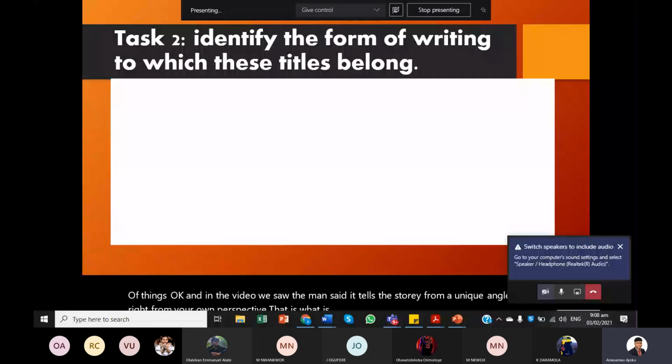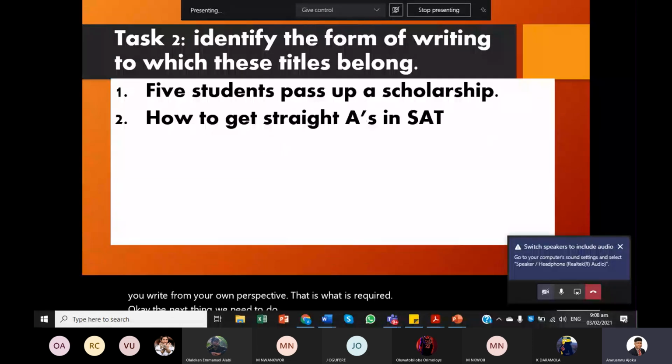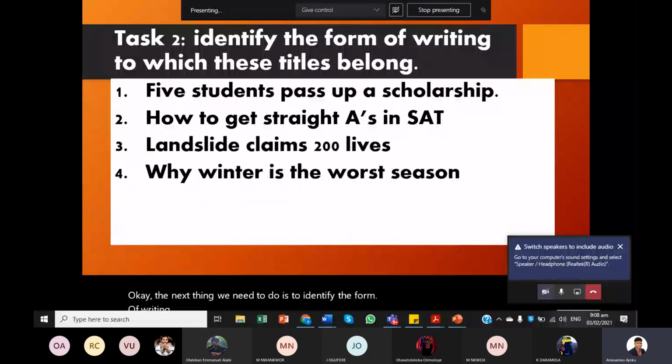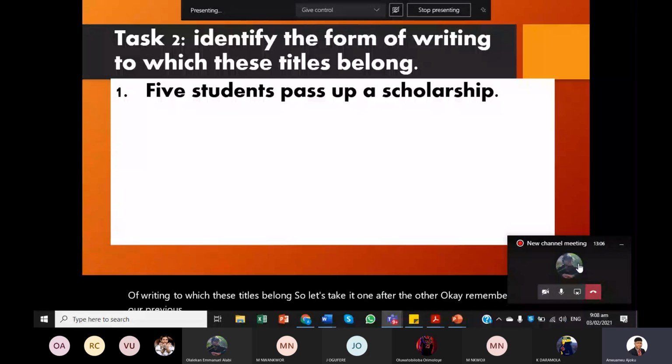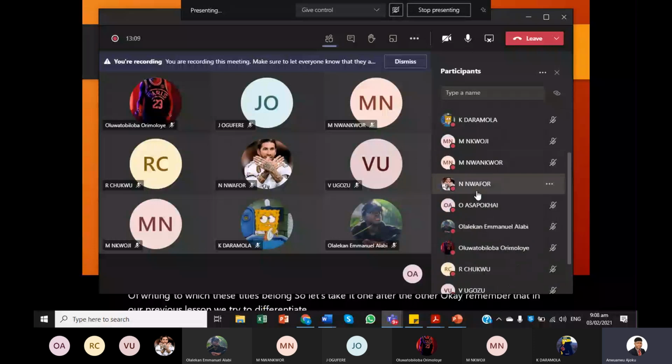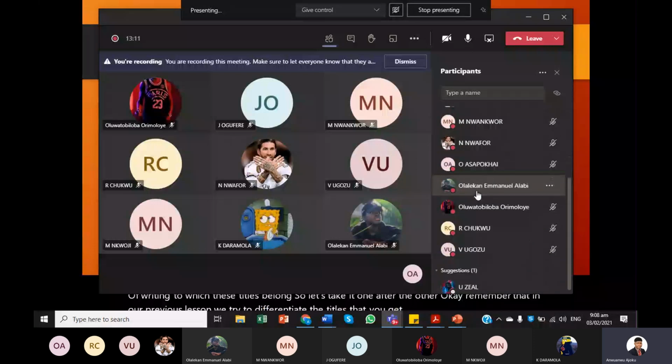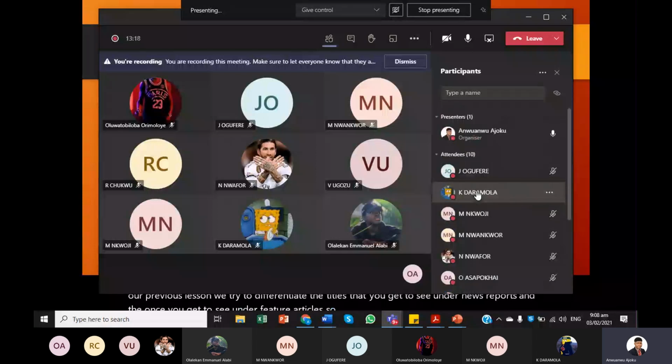Okay, the next thing we need to do is to identify the form of writing to which these titles belong. So let's take it one after the other. Remember that in our previous lesson, we tried to differentiate the titles that you get to see under news reports and the ones you get to see under feature articles. So now I'm gonna call on one of you to help us to do this. Let Nkwoji unmute himself. Nkwoji Michael, please unmute yourself.